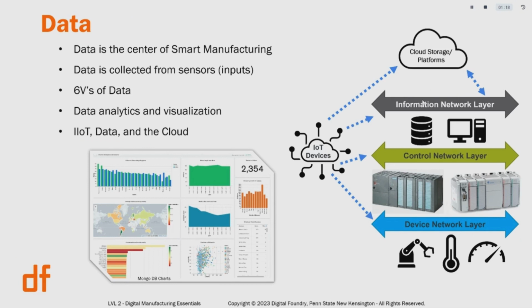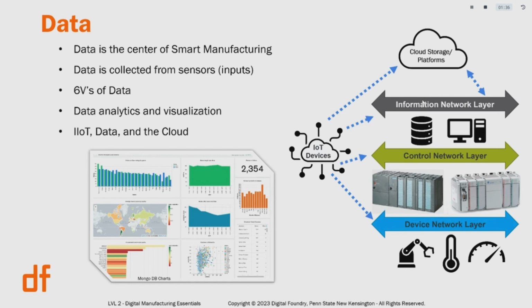The last thing I want to mention is the topic of data, since data is central to smart manufacturing. One basic concept of smart manufacturing is to make data-driven decisions. But where does this data come from? Well, in an industrial setting, sensors are usually the answer.